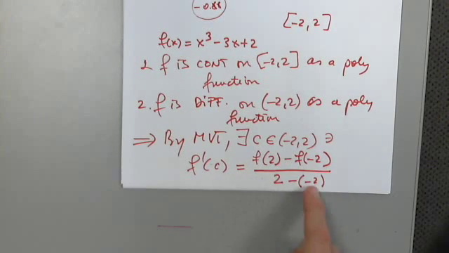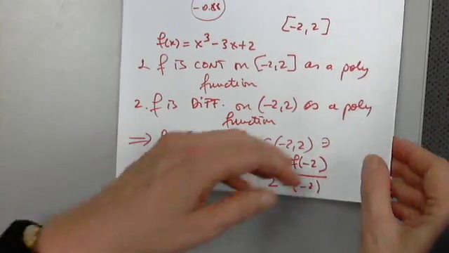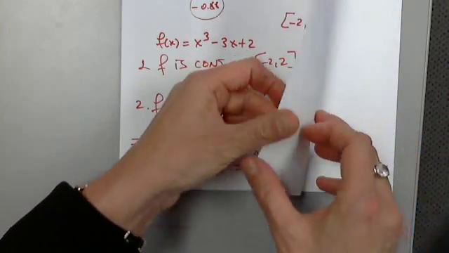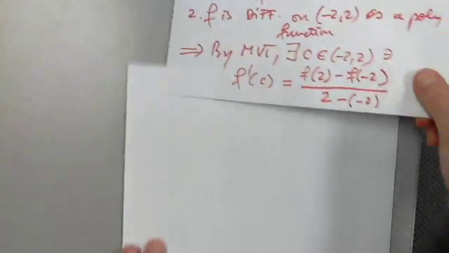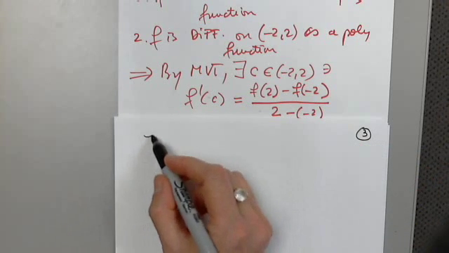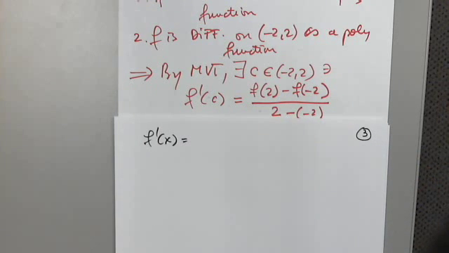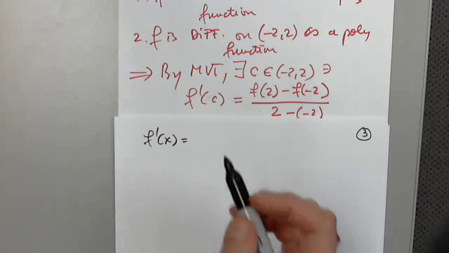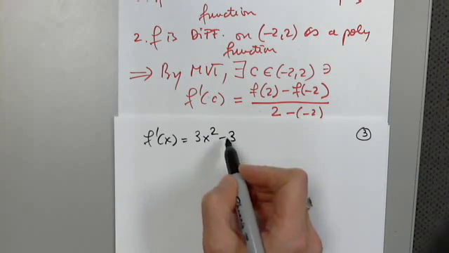So now we have to determine these values of the function, f of 2 and f of -2, and put them in and find c. In the meantime, we should find f prime of x. So what is f prime of x? Very good. Perfect.